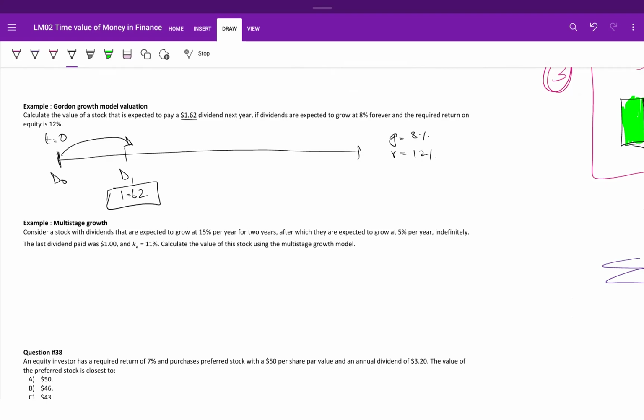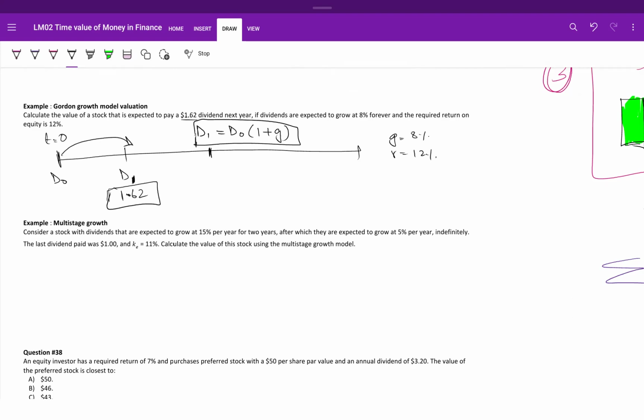Since they have given us D1, we can use it directly. If they had given us D0, we would have multiplied it by the growth rate, and this would have given us D1. If they had given us D2, we would have to discount it back to D1, but that's a different kind of question. We will talk about that. So, how do we solve this question?